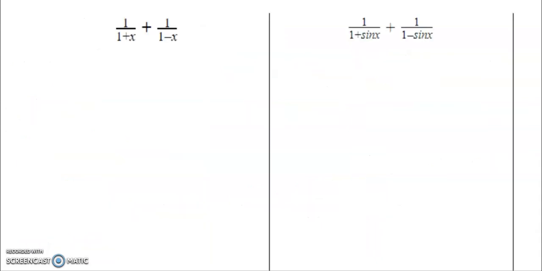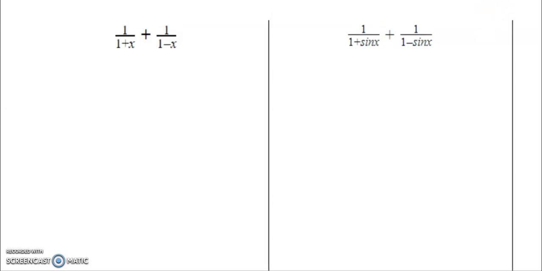So these problems should be near the end of your packet, near the end of the section on using identities to simplify. It should hopefully be somewhere in the vicinity of page 8 in your notes packet.